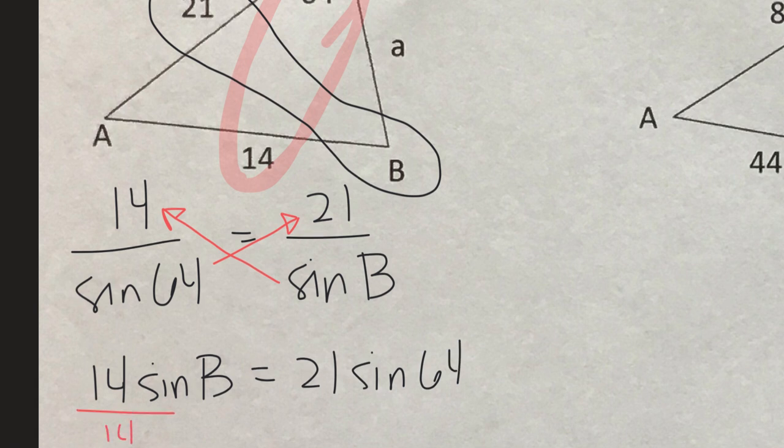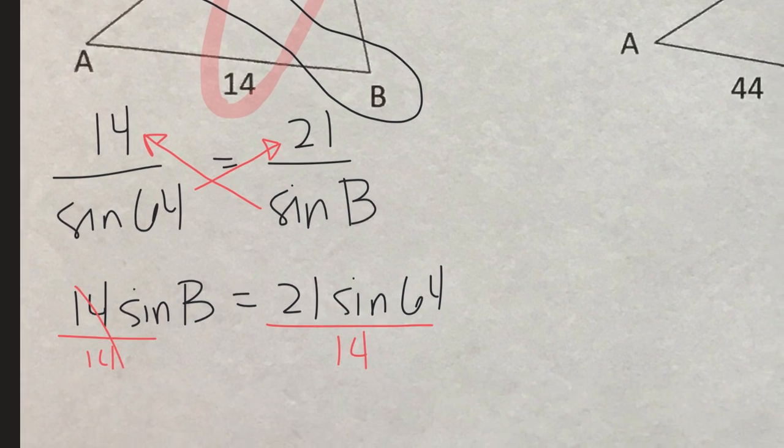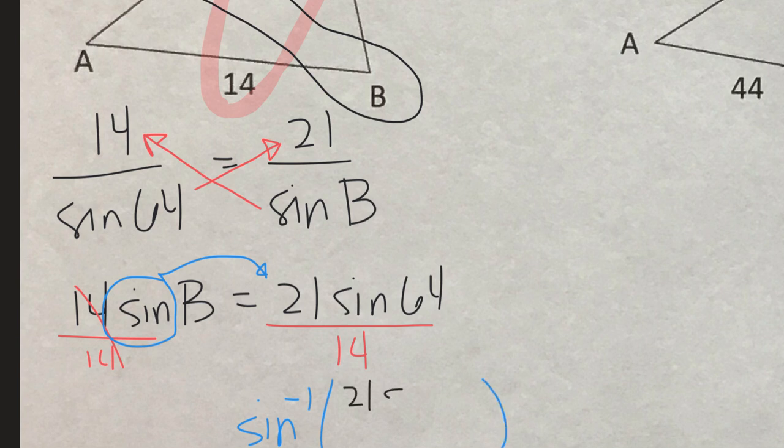Next step is divide by 14. So we're dividing all that by 14. And then our third step is to move the sine over. And you always move the sine over by taking the inverse sine. So we're going to put this into our calculator. Inverse sine of 21 times the sine of 64 divided by 14. Anytime we find an angle, we're going to be using the inverse sine. 21 times the sine of 64 divided by 14.